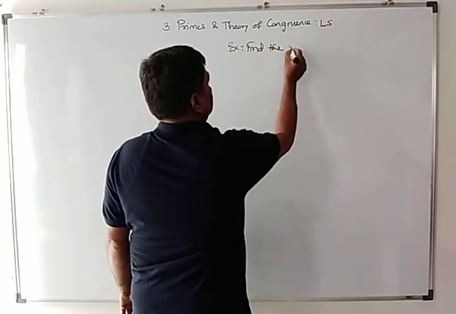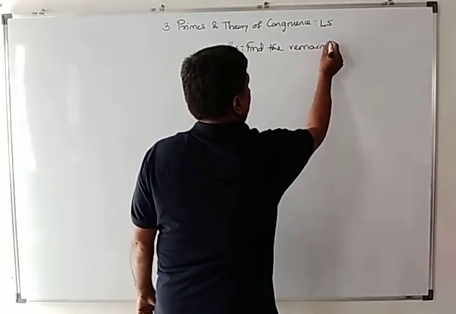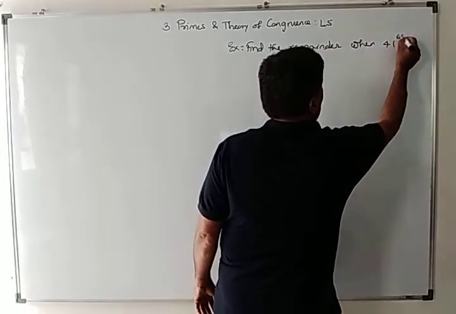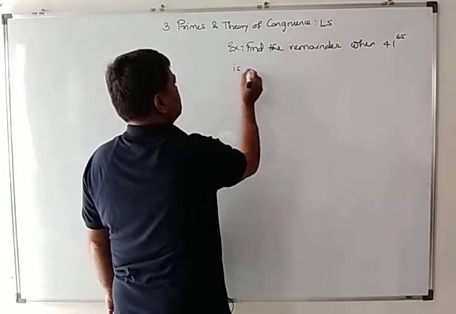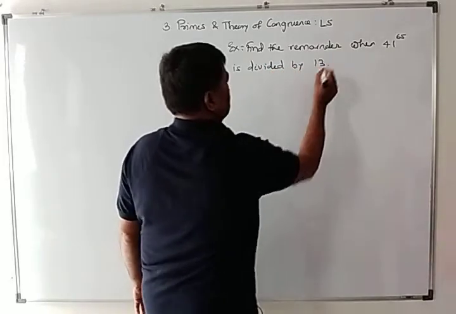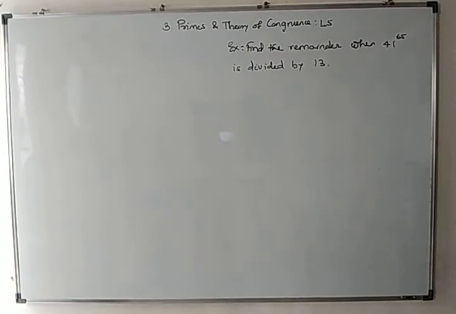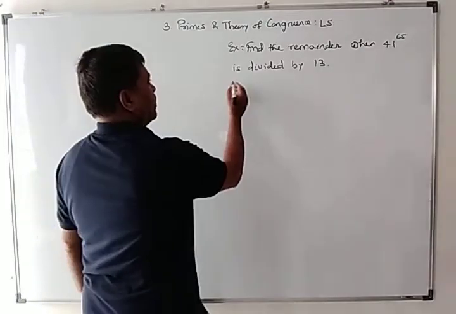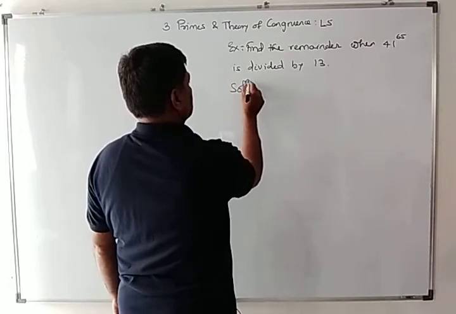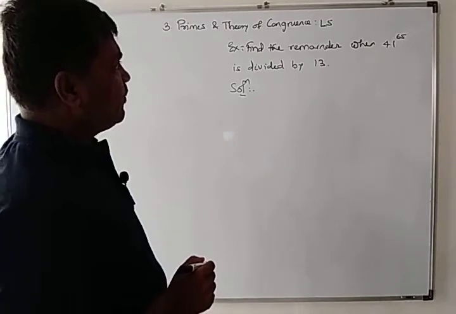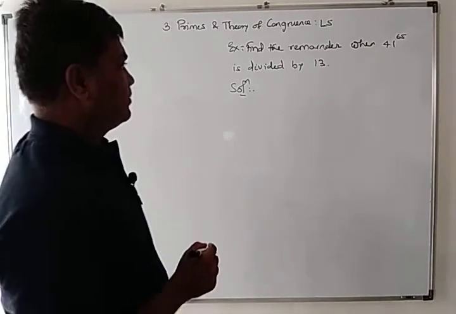Find the remainder when 41 raised to 65 is divided by 13. Solution. So here first we will divide 41 by 13.